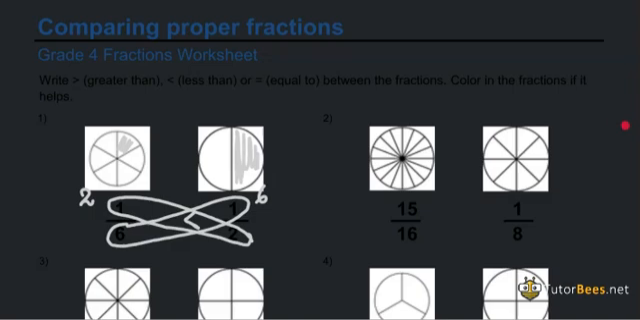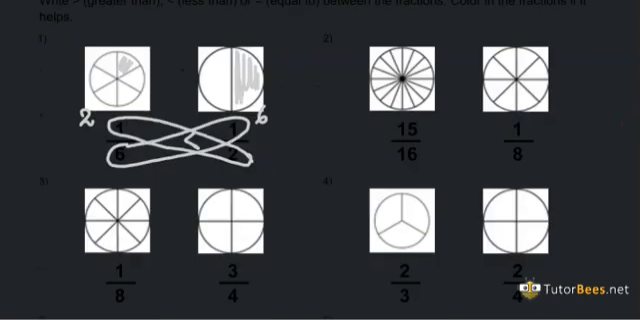Okay, let's do the next one. Let's do question number 2. Let's shade 1 out of 8. And here let's shade 15 out of 16. So just leave the 1 and color the whole thing. So it seems like this is greater. 1/8 is listed, 15 out of 16.